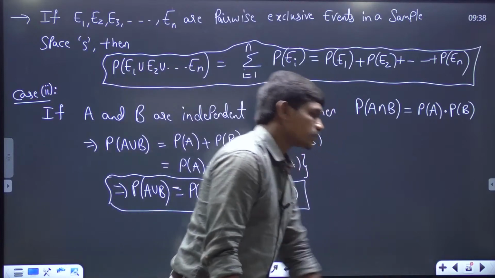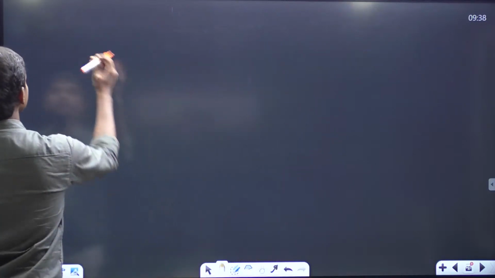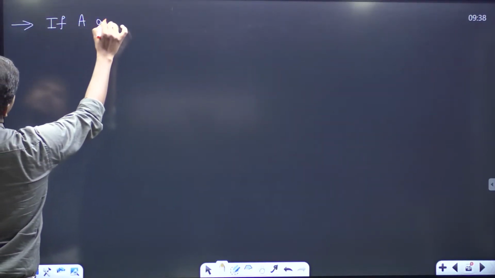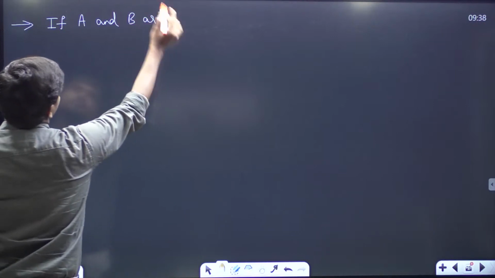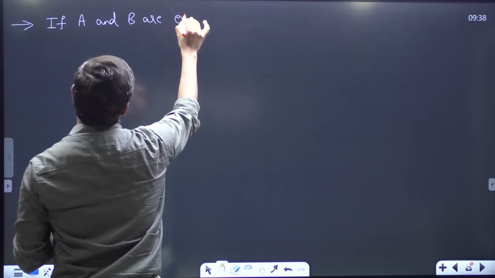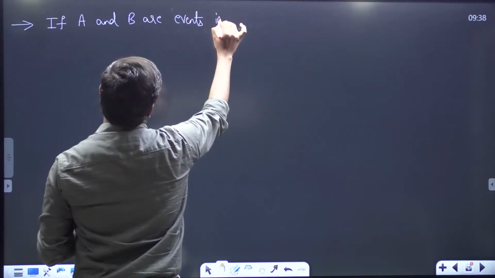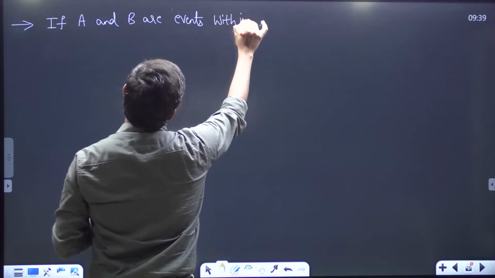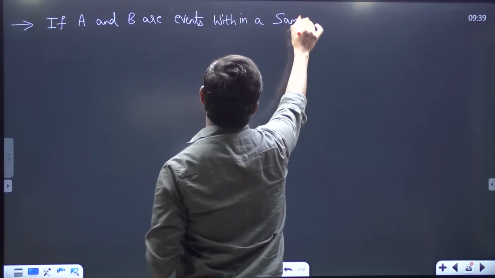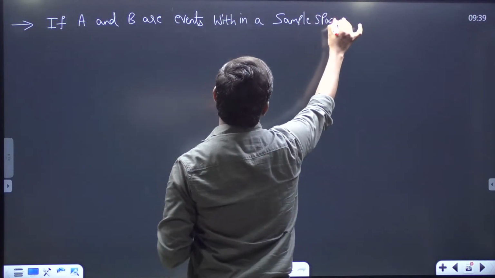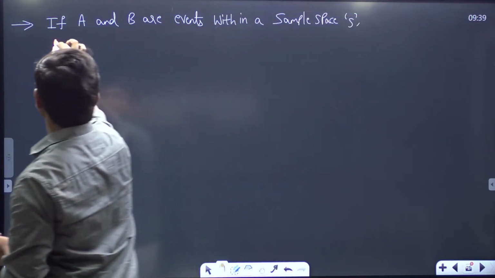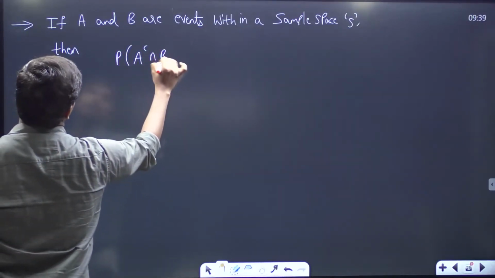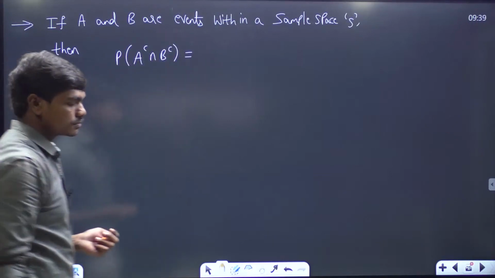Before going to the next question, I would like to give you one problem, one result. If A and B are events within a sample space S, then P of A complement intersection B complement. Could someone tell me what's the answer for this?